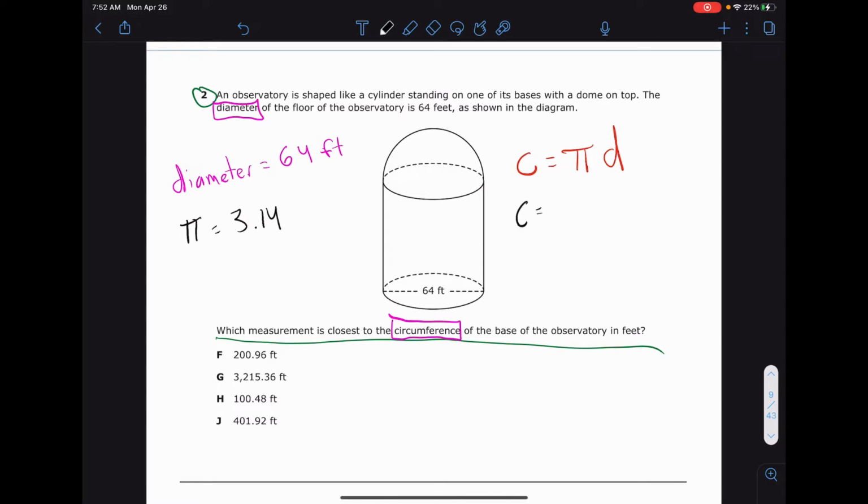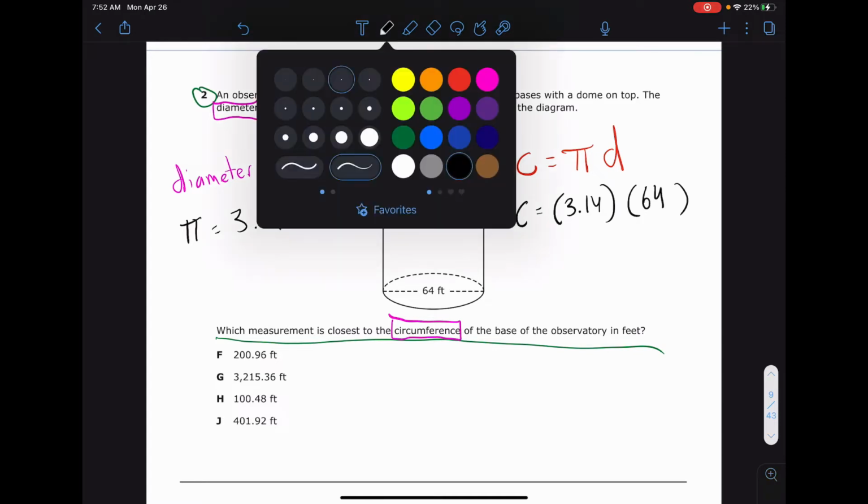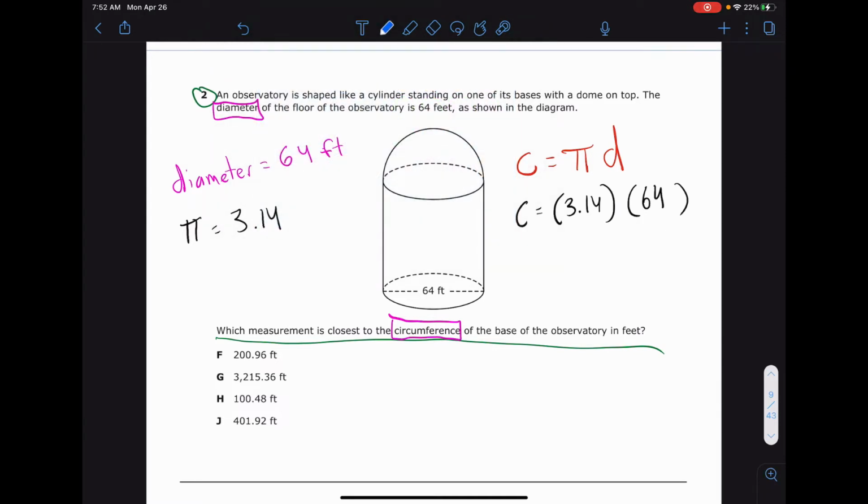C equals 3.14. And what is D? ¿Qué es D? 64. What am I doing here? ¿Qué estoy haciendo? Am I adding? Am I subtracting? Am I multiplying? Am I dividing? I am multiplying, so let me multiply. 3.14 times 64.